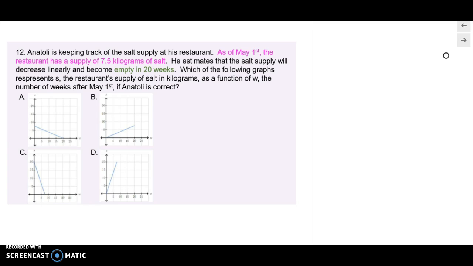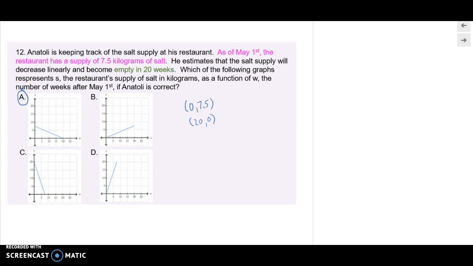So the fact of the matter is we are starting then, because May 1st is when we begin, our vertical intercept should be 7.5. So we should be looking for a point of 0, 7.5 for a beginning point. And then it's empty in 20 weeks. So again, the weeks are our horizontal axis. We would expect our supply then to be 0. And based upon just those two pieces of information, our best choice would be A.